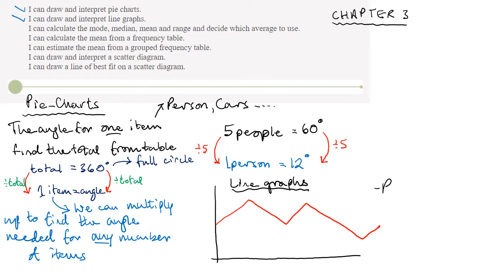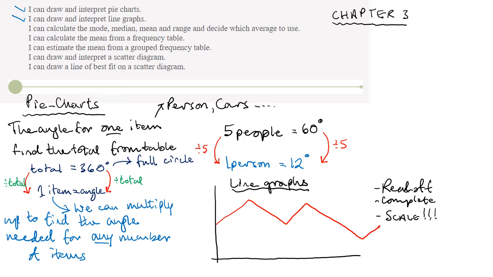What you need to do is normally read off from them, or you might be asked to complete one. So I would say just be careful of the scale on the axis. Watch out for the scale. Make sure you know what one square is worth. And that's pretty much it with line graphs.